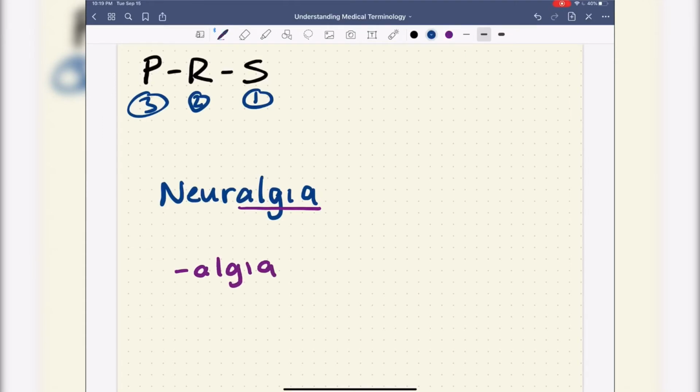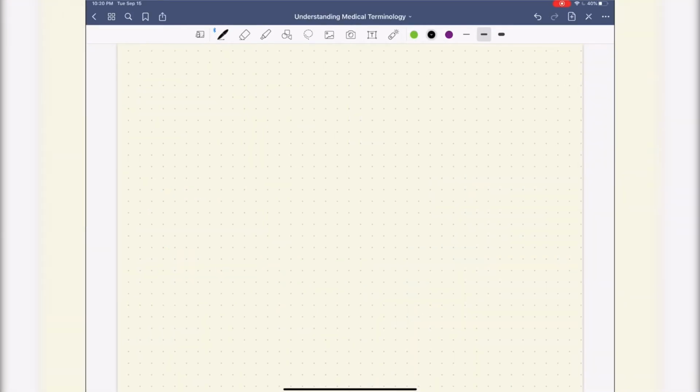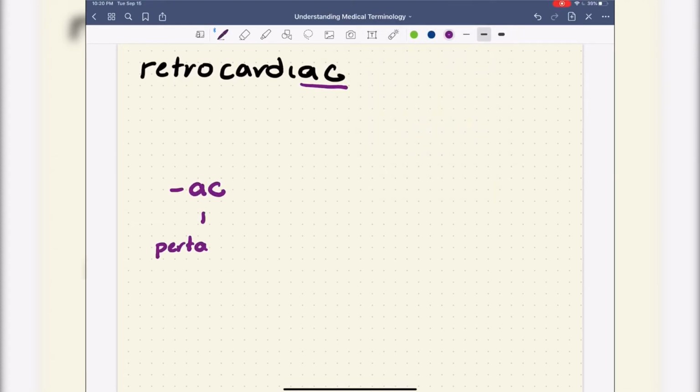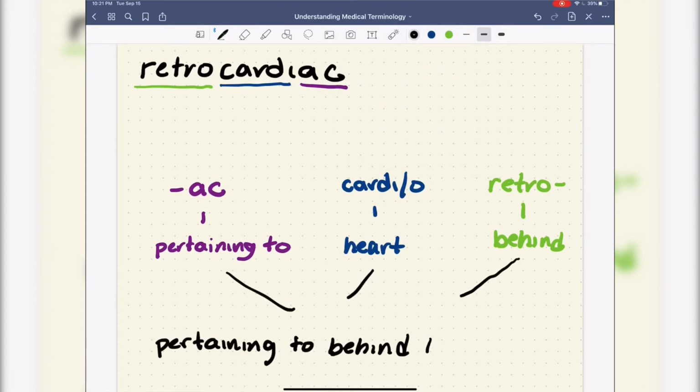So the suffix for this word is algia, which means pain, and the root for this word is neuro, which means nerve. With that being said, neuralgia means nerve pain. Let's try another word. Here we have the word retrocardiac. As you can see, we have a suffix "ac", which means pertaining to. We also have the root word cardio, which means heart, and lastly we have the prefix retro, which means behind. So altogether, retrocardiac means pertaining to behind the heart.